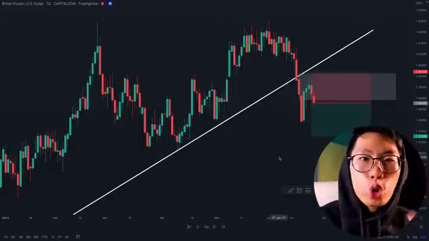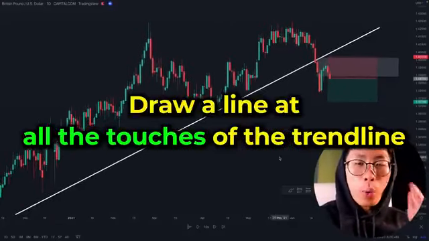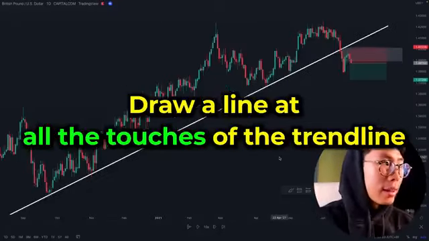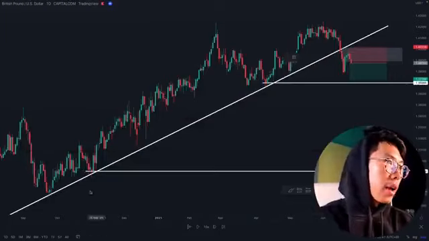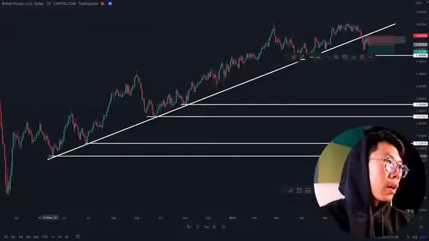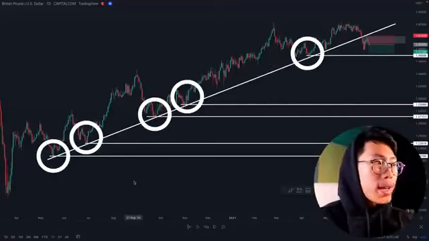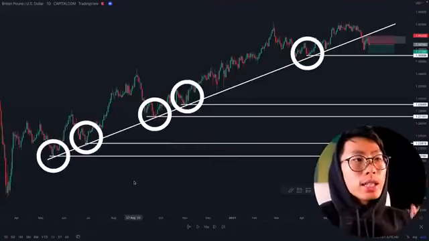I want you to zoom out and draw a line at all the times where price touches the trend line. Right here, and right here, and right here, and also right here and right here. As you can see, these are all the times where price touches the trend line and then bounces up from the trend line. So these will be our take profit levels. Let me explain.